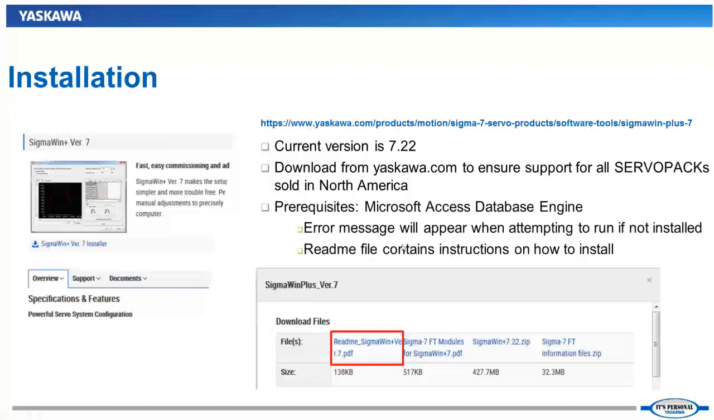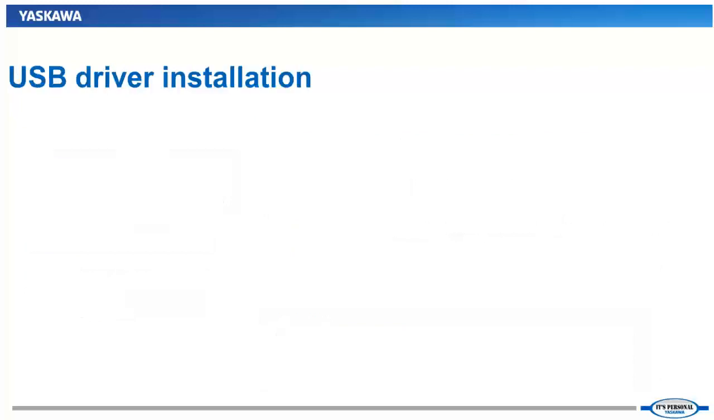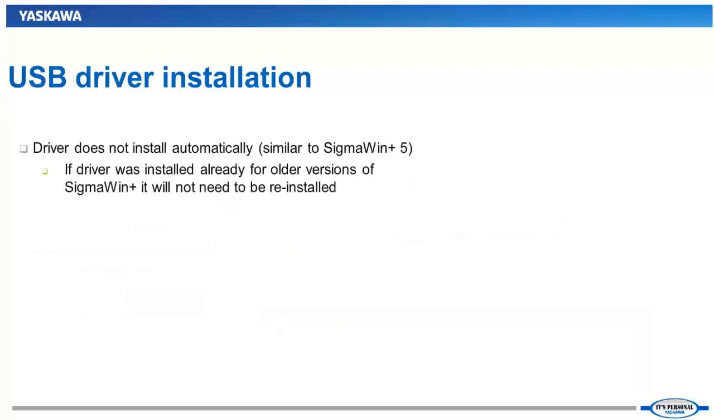And also, just to note, there is a prerequisite of installing the Microsoft Access database engine. Along with the download files, there is a README of how to install that database engine, and if you try and run the software without it installed, it will give you an error message and prompt you on how to install that.